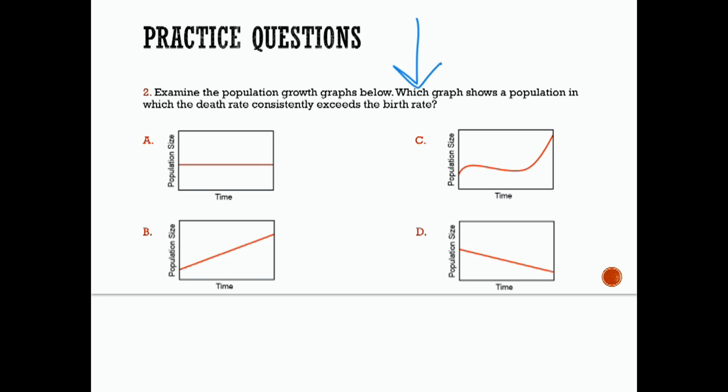So let's look at our graphs here. They all have time on the x-axis for the independent variable, and population size all on the y. So that's all good. We want to be looking for a graph where the death rate is exceeding the birth rate. Okay, so the population size should be going down. Okay, the only graph where the population size is going down is D. As time goes on, the population size is decreasing because the death rate is exceeding the birth rate.